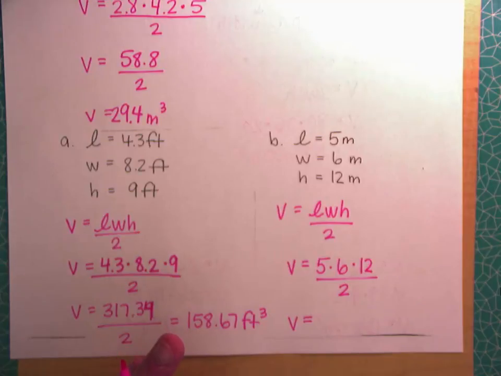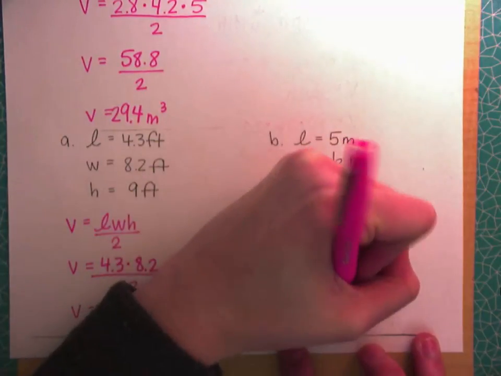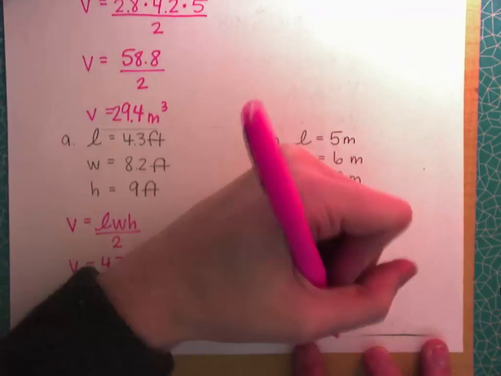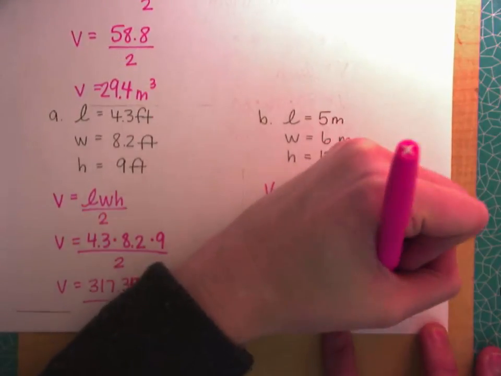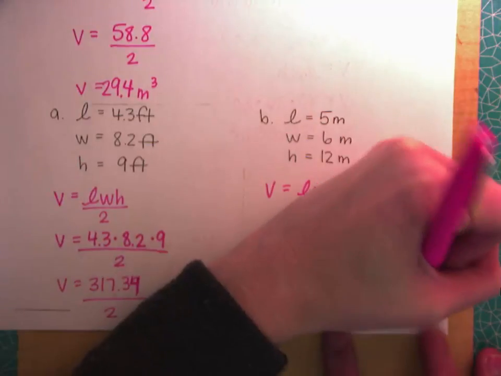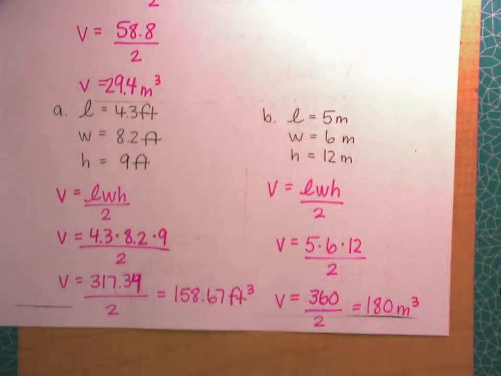5 times 6 times 12. 360. Is that my answer though? No, I have to divide by 2, which will give me what? 180 meters cubed or 180 cubic meters. Okay, are there any questions on that? Sounds like y'all are getting that pretty well.